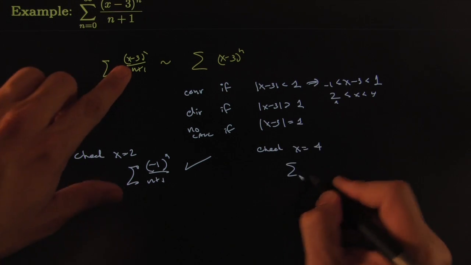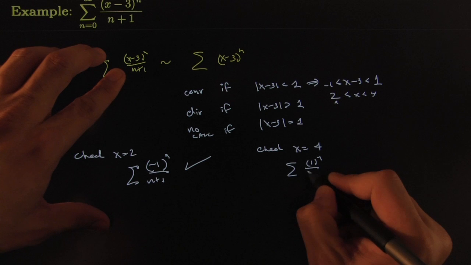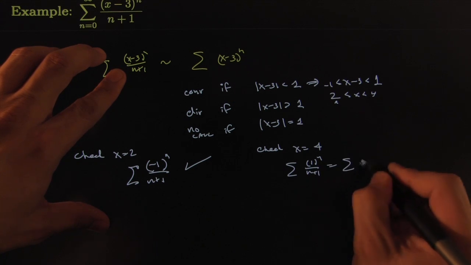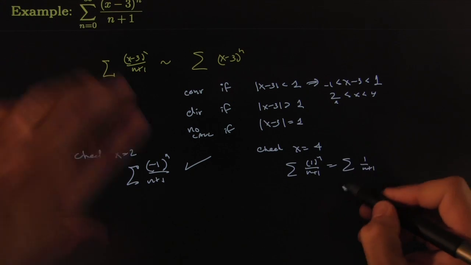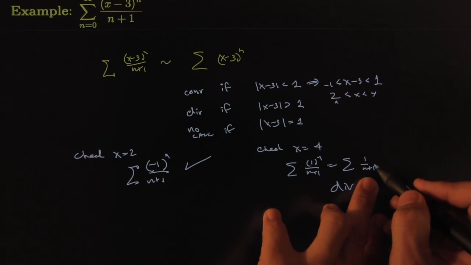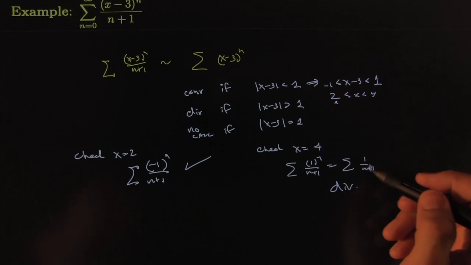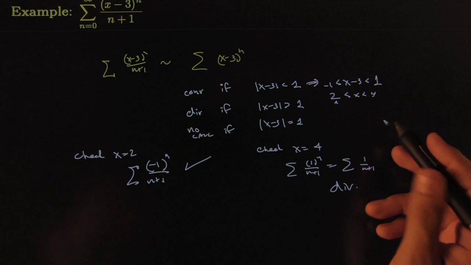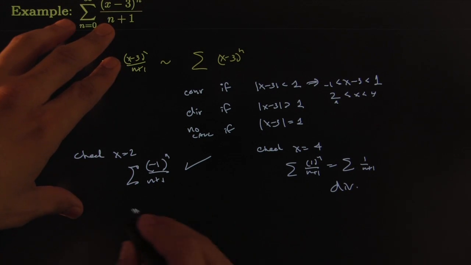For that we get 1^n/(n + 1), which is just 1/(n + 1). That diverges because it's a lot like the harmonic series, or you can use the limit comparison test, or a bunch of them. Clearly that diverges, and it gives us our answer.